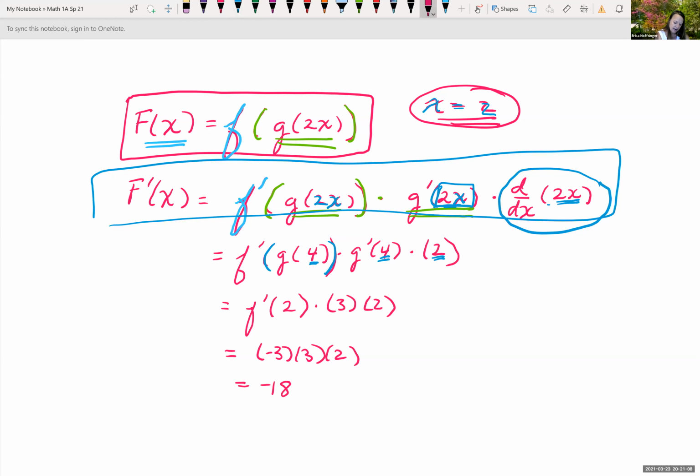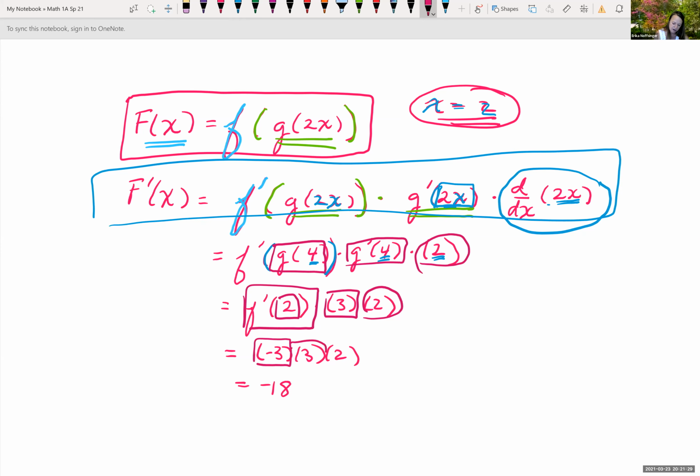So then I looked at the table. I don't have the table right in front of me, but looking at the table, you should have seen that g of 4 was 2. You should have seen that g prime of 4 was 3, times this 2 here. We still need to evaluate f prime of 2. Looking at the table, you would have seen that that was -3. So -3 times 3 times 2, we get back -18.